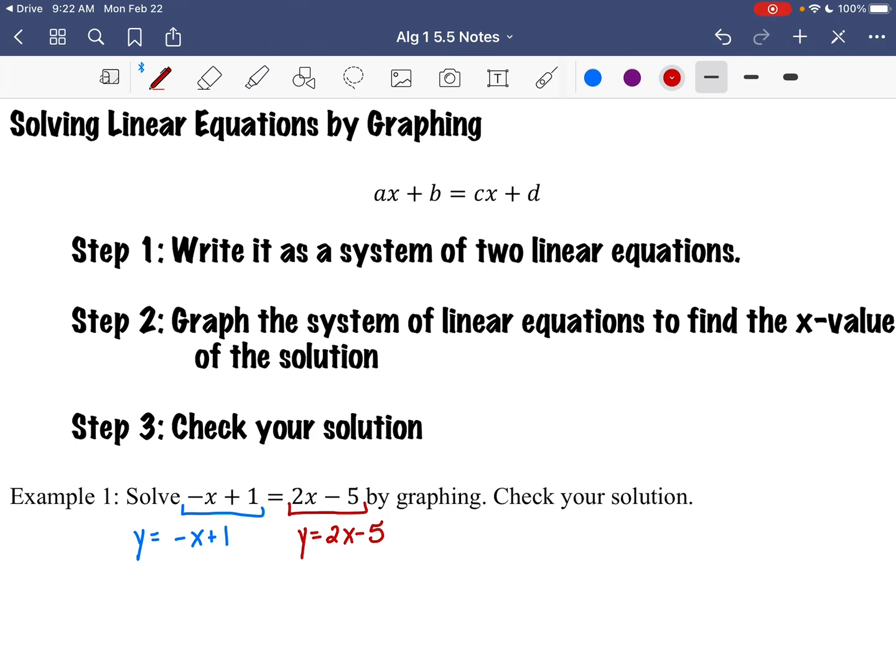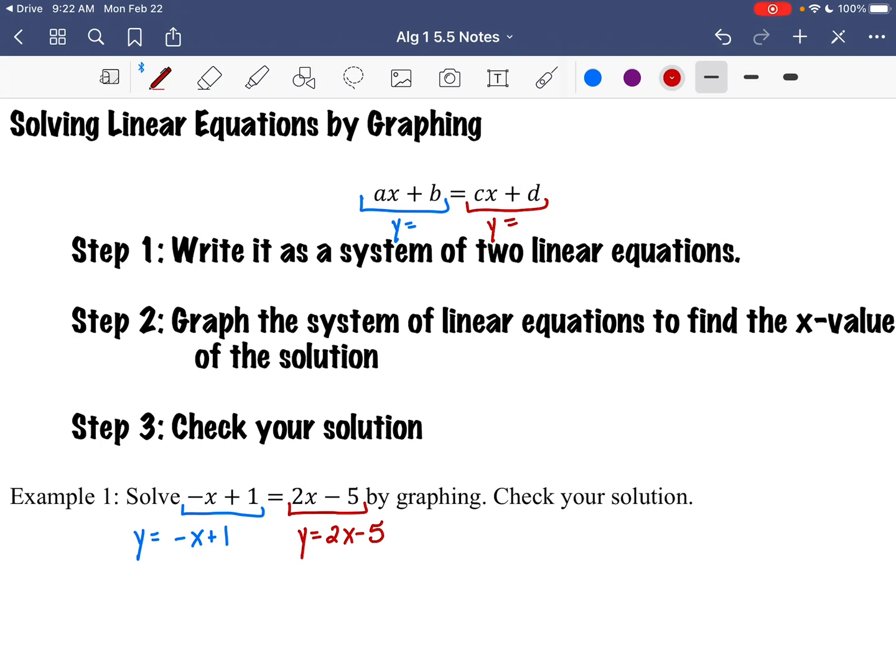Write it as a system of two linear equations, meaning write the left side as a y equals, and then write the right side as a y equals. And then now I'm going to graph this system. Well, since they're both y equals, we could graph them by hand, but I think we're going to just jump straight to technology at this point, and we're just going to graph them using Desmos and then our graphing calculator. So this first one I'm going to do using our graphing calculator.